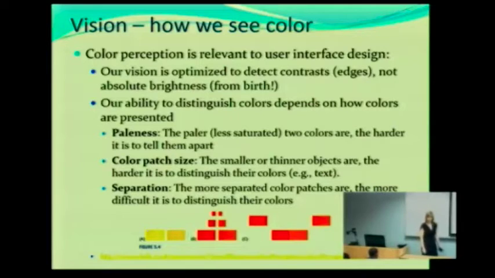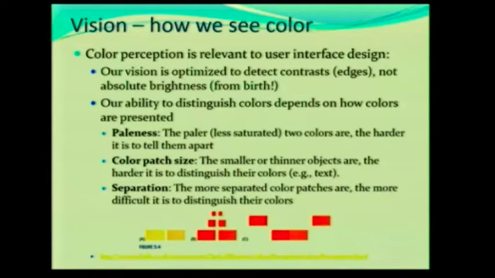Now, other things are also affected by how we view things, how we perceive things, such as color. We already talked about how color can mean different things in different cultures, right? Well, even within the same culture, there are various aspects of color that are important for us to keep in mind when it comes to design. So, we want to remember what we as humans are optimized for. Our vision is optimized to detect contrast, which is edges, and not really so much absolute brightness, as most people tend to think.